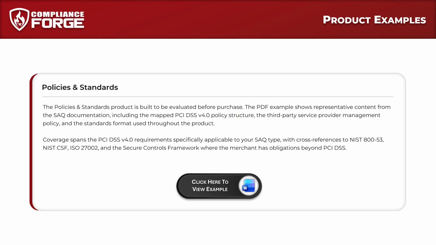The product is built to be evaluated before purchase. The PDF example on the page shows representative content from the SAQ documentation, including the mapped policy structure, the third-party service provider management policy, and the standards format used throughout the product. Coverage spans the PCI DSS version 4.0 requirements specifically applicable to your SAQ type, with cross-references to NIST 853, the NIST CSF, ISO 27002, and the Secure Controls Framework, where the merchant has obligations beyond PCI DSS.